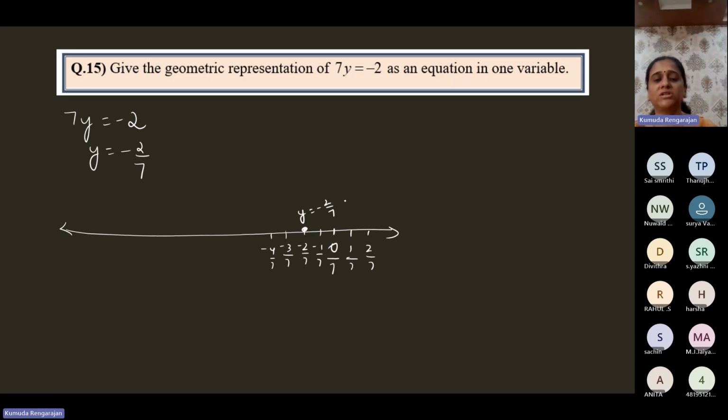A linear equation in only one variable x: its geometric or graphical representation is a point on the number line. A linear equation in two variables x and y is a straight line in the Cartesian plane.